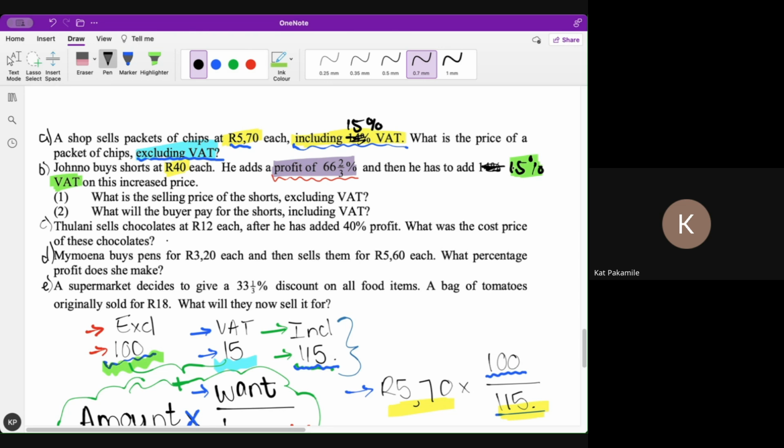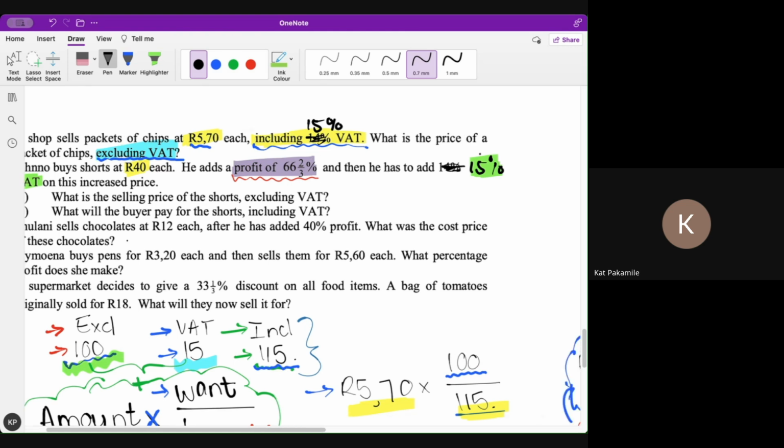And this is simple and straightforward because what do we have to do here? I know I bought it for 40 Rand and I am increasing the price by 66 and 2/3%. So what do we do here? Is this an of sum or is this an out of sum? It is of. So we need to find out what 66 and 2/3% of 40 Rands is.